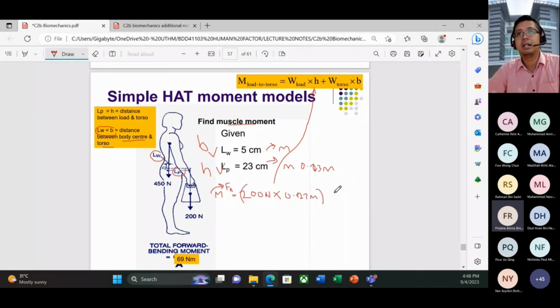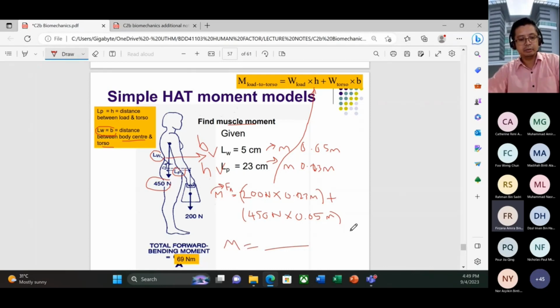And then plus the weight of the torso. The weight of the torso is given as 450 Newton, times LW. So LW is B. Please follow the formula. In cm, 0.05 meter. Then we will get the moment. Please use the calculator to calculate the moment for the forward bending. Okay, the moment for the forward bending.